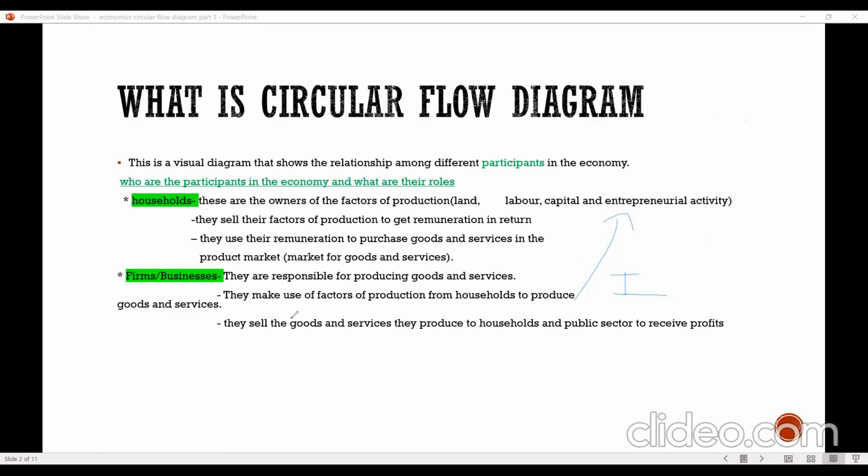Businesses use the factors of production from households to produce goods and services. They then take those goods and services that they produced using the households' factors of production and sell them back to households and firms, right? Moving forward.